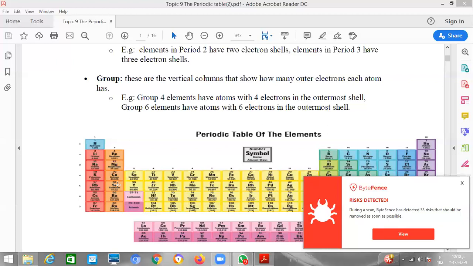Let's check in the periodic table. Here, period number 1 is hydrogen. Period number 2 is lithium. Actually, sodium is in period number 3.